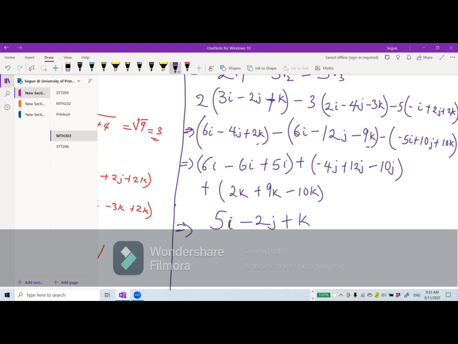So we can proceed. Then we have our 2R1 minus 3R2 minus 5R3 equals 5i minus 2j plus k.